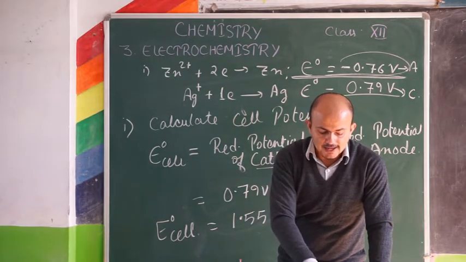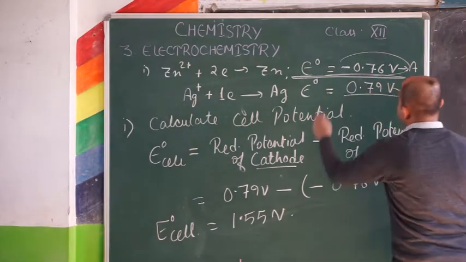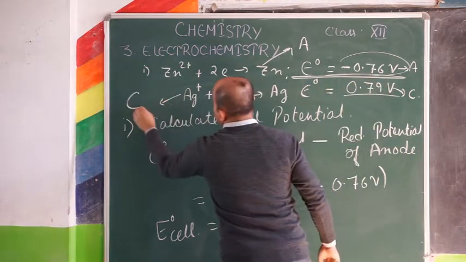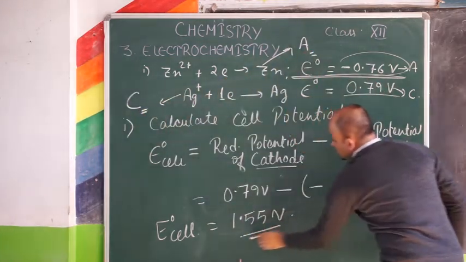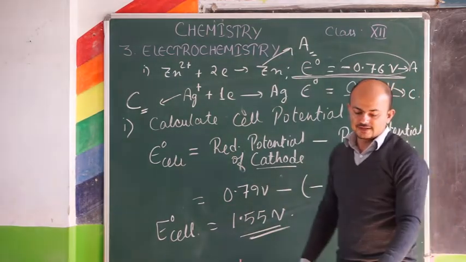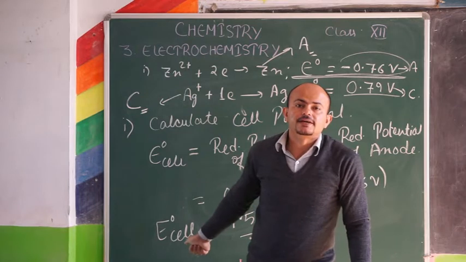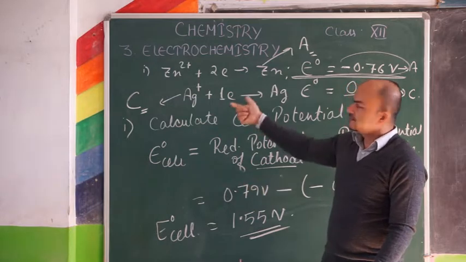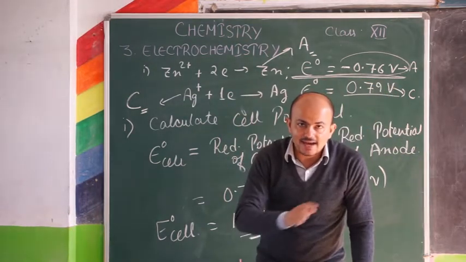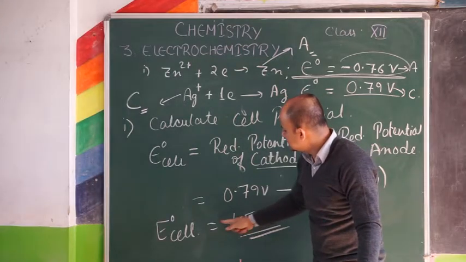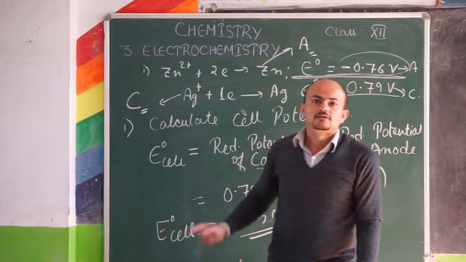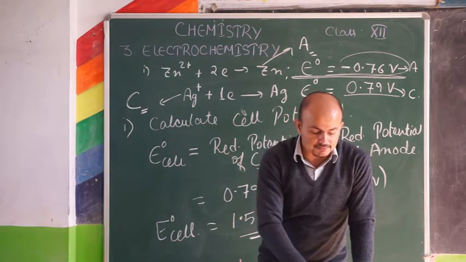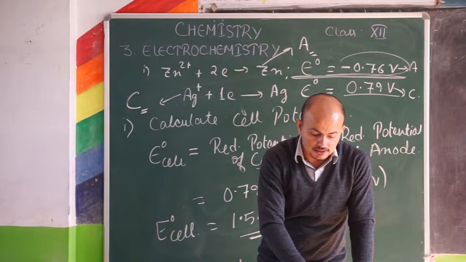That means whenever you place this zinc as anode and this silver as cathode, and you get this EMF value as 1.55 volt, then this reaction is feasible. That means this reaction takes place. And if the EMF value comes out to be negative, with a minus sign in front of it, then the reaction is not feasible. That means that reaction will not take place. Okay, remember this.